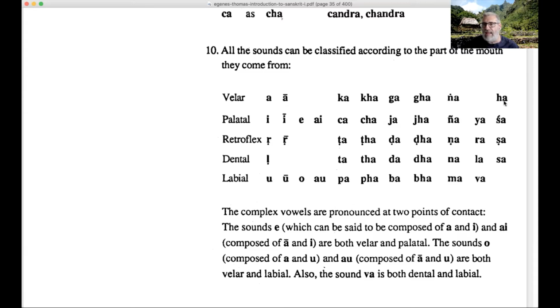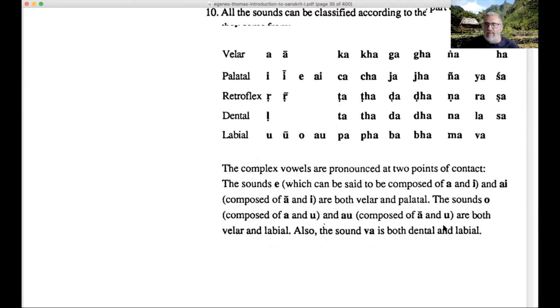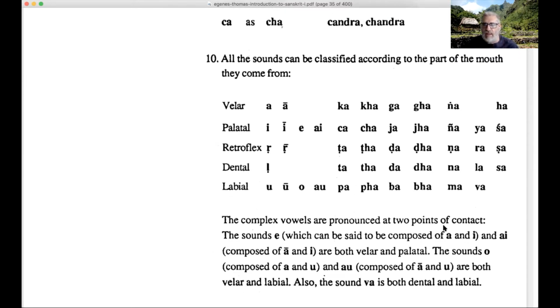And then we have the aspirate, which is guttural, completely from the throat, breathing air out. Ha, ha, right? And then we have the three S's, the sibilants, which are palatal, cerebral, and dental, right? Sha, sha, and sa. Okay, so that's how you pronounce and that's all the different parts of the mouth and throat that they come from.